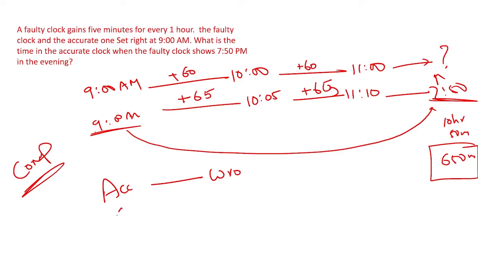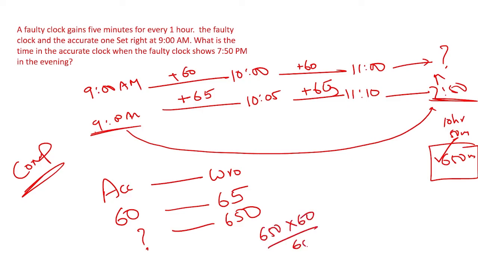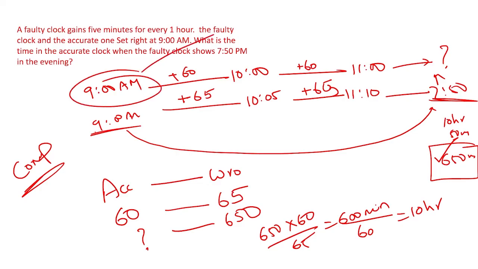Now we know that 60 minutes in the accurate clock is equal to 65 minutes in the wrong clock. Now in the wrong clock, we have 650 minutes. Find the corresponding value in the original clock by doing cross multiplication. So 650 into 60 by 65, you are going to get 600 minutes. That means by the time the wrong clock moves 650 minutes, the original one can move only 600 minutes. Convert this into hours, you are going to get 10 hours. That means if the wrong clock is moving 10 hours 50 minutes, in that time the original clock can only move 10 hours. So simply add 10 hours to the starting time, and you will get your answer as 7 p.m.